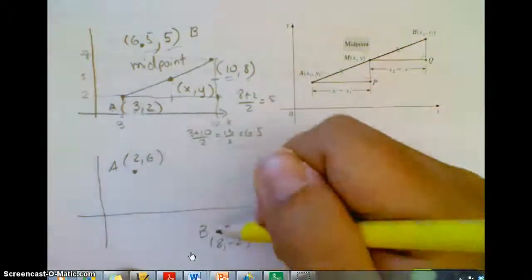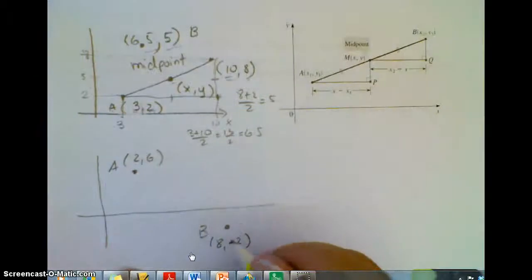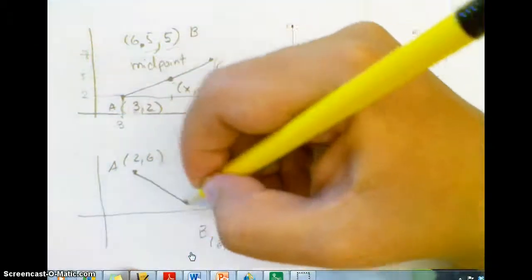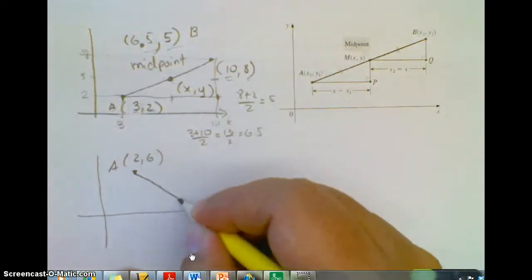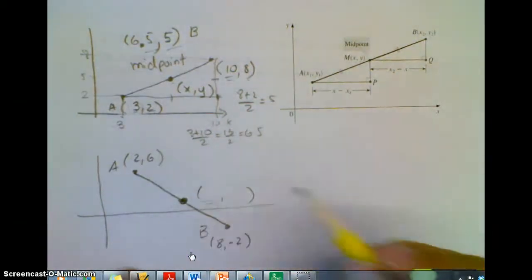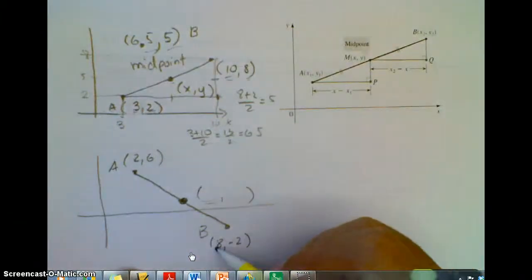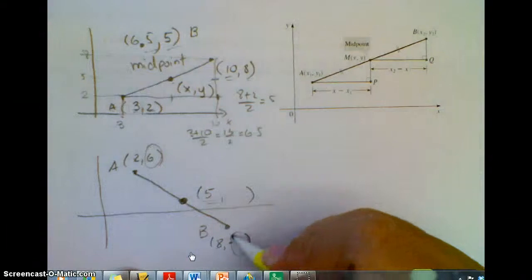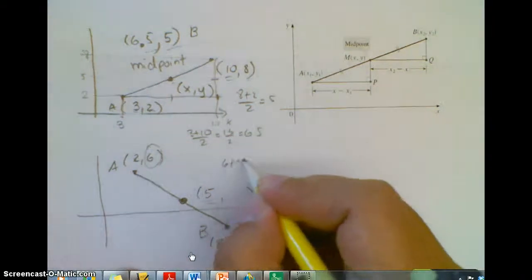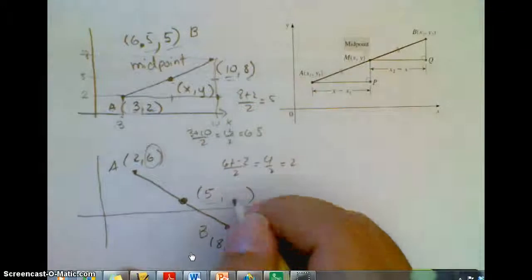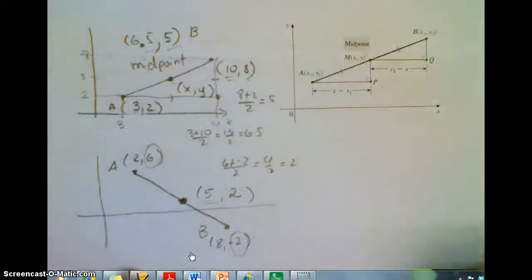And it also works with negatives. Let's say that B has a negative y coordinate. It really doesn't matter. It's always about the average. So the midpoint is here, and the x coordinate is going to be 2 plus 8 divided by 2, so that will be 5, and then 6 plus negative 2 divided by 2, and that's 4 divided by 2, and that's 2, and the y coordinate of my midpoint would be 2.